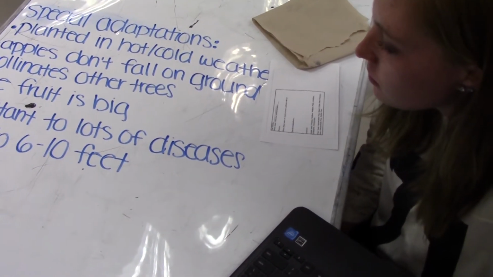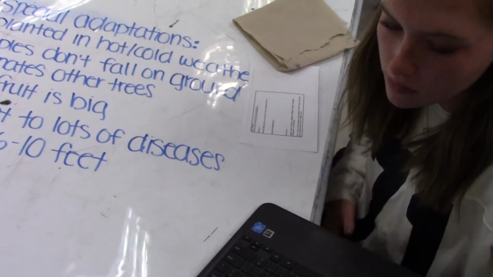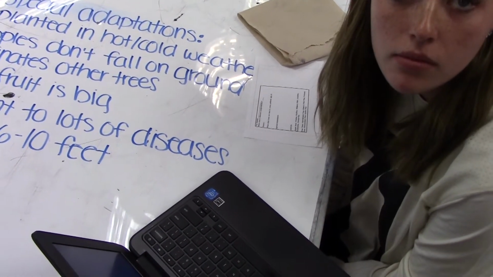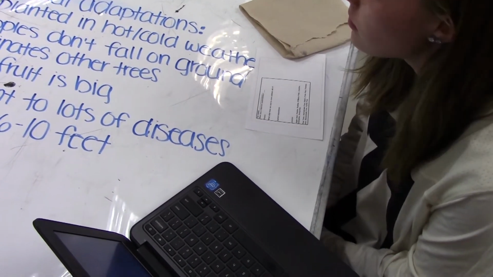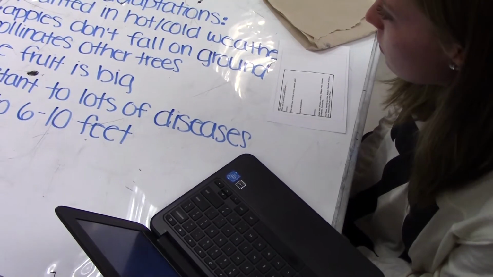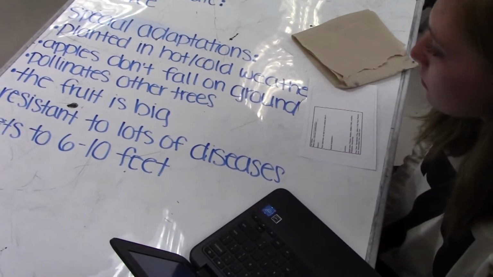Ooh, that's interesting. The apple's going to fall on the ground. Some people like that trait because they're afraid of bees. If the apples fall on the ground, they're worried about bees on the ground. But I think planted in hot or cold weather might also mean it can grow in hot or cold weather.